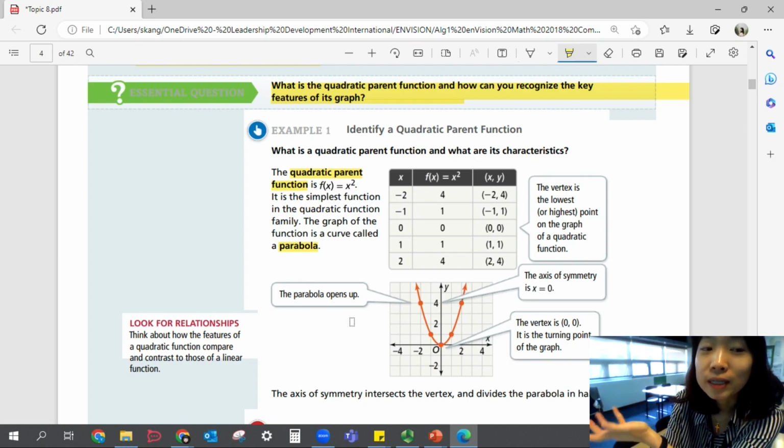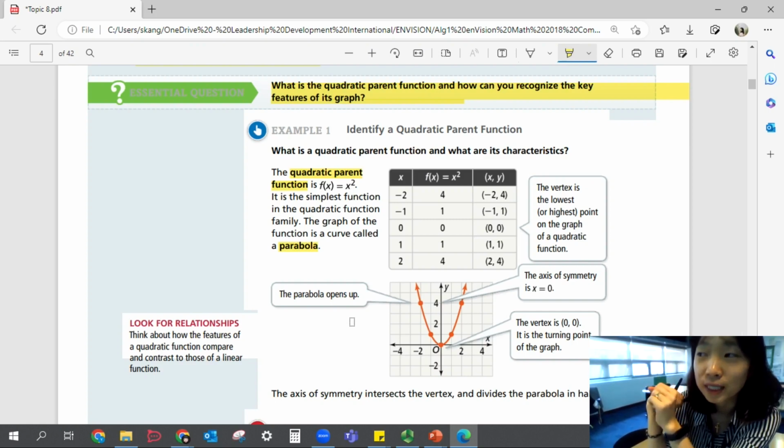The parabola opens up. So if it's a parabola that's going towards the upward direction, then the parabola is opening up, okay? And then the axis of symmetry is where the symmetry occurs. If you fold them in half, where is the line of the fold, right? The axis of symmetry is on the y-axis, which is, by equation, x equals 0. The vertex is 0, 0. That's where the lowest point or the highest point of your parabola is.